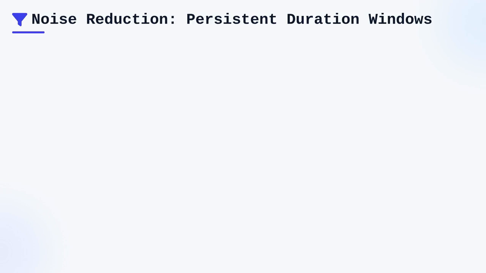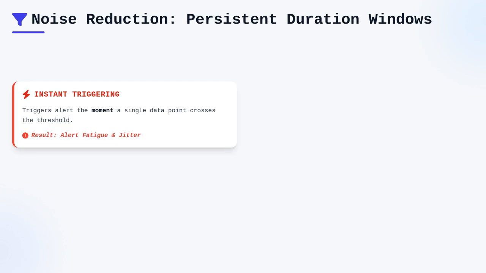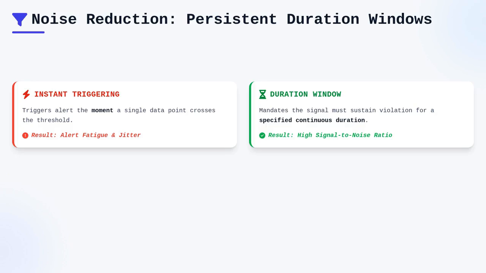A fundamental method for reducing noise involves the implementation of persistent duration windows within your detector definitions. Instead of triggering an incident the moment a single data point crosses a threshold, we can mandate that the signal must sustain that violation for a specified continuous duration. For example, if we expect transient CPU spikes during a background batch job, setting a 1-minute duration window effectively filters out these harmless peaks. This approach forces the monitoring system to ignore momentary jitter, ensuring that we only alert on sustained performance degradation or capacity exhaustion.